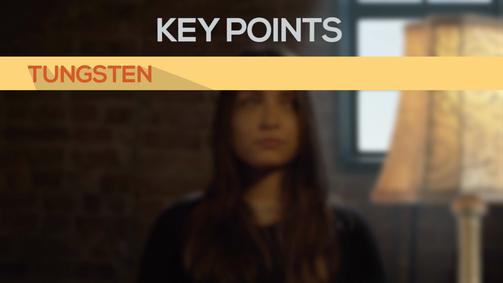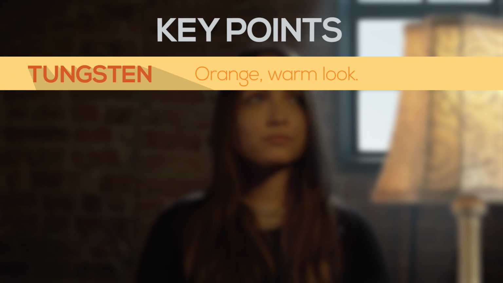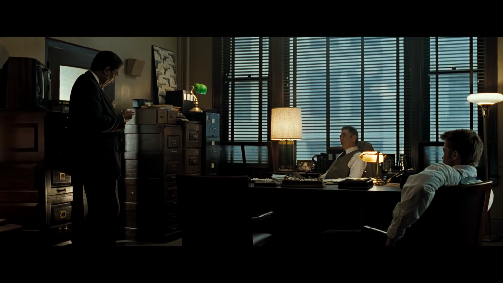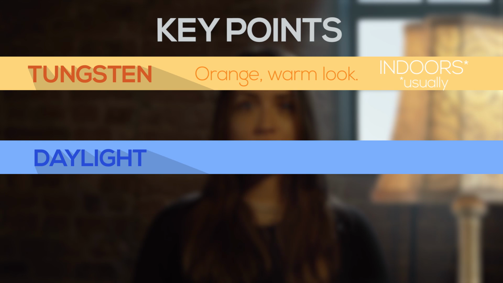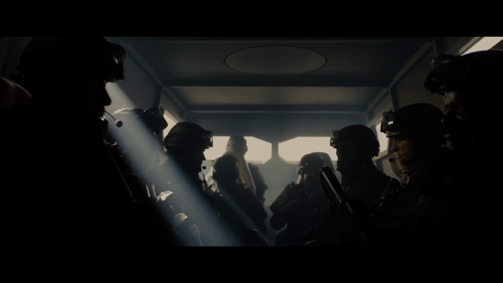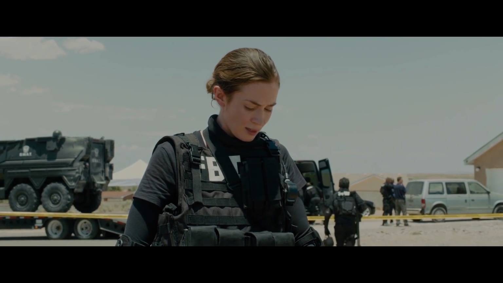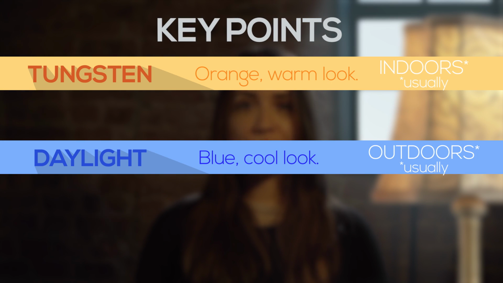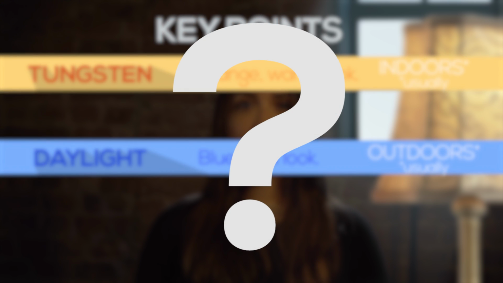Tungsten, we said, is an orange, warm color, and it's usually associated with indoor scenes. So you're thinking of lamps, of just light fixtures. And daylight is a bluish, cooler color, usually associated with outdoor light, if you're thinking about sunlight coming through the window, or if you're shooting something outdoors. So now that we understand this in theory, how do we actually match our lights to fit our needs, whether it be daylight balance or tungsten balance? How do we actually do it?